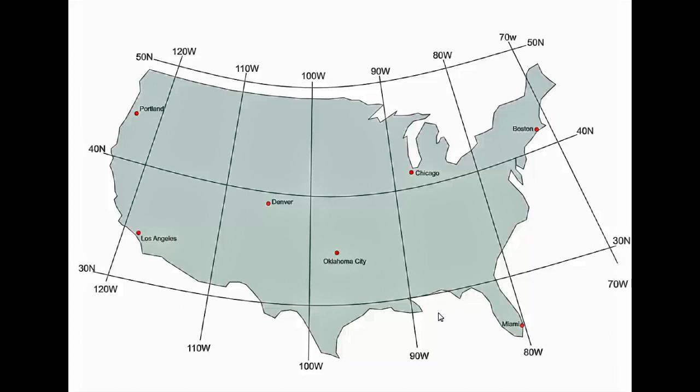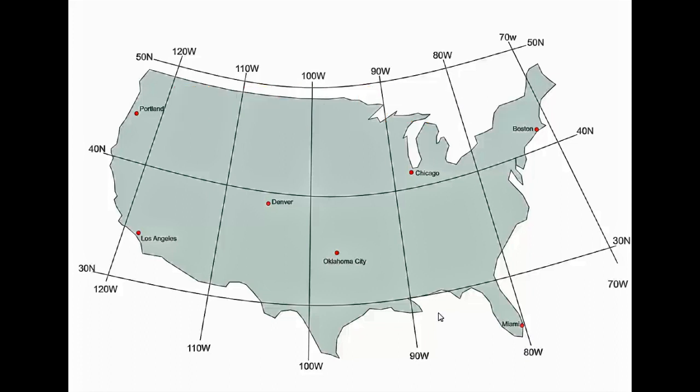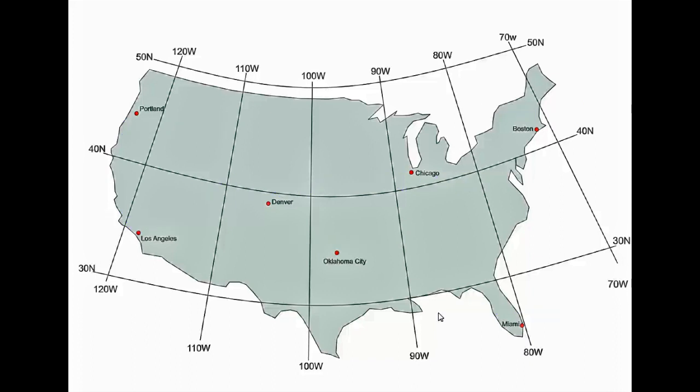What I'd like you to do now is to press pause for a minute and get out a piece of paper. Try to figure out the absolute location of the 5 other cities that are labeled on this map. Ready? Pause. Okay, right now you should have a piece of paper in front of you with 5 cities and what you think their absolute locations are. Ready for the answers? Here you go. How'd you do? Press pause again if you need a moment to check your answers.